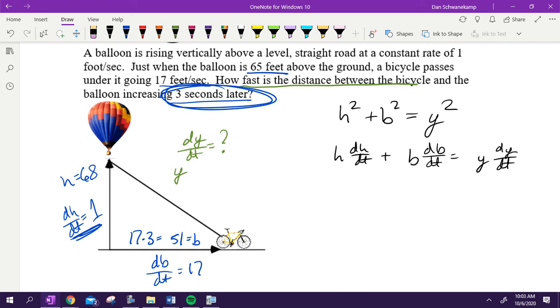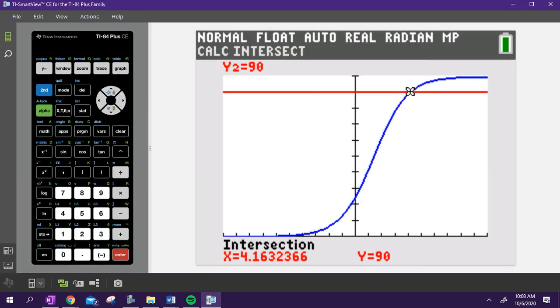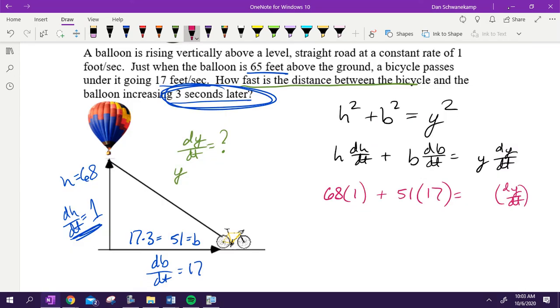We plug in what we know. h is 68. dh/dt is 1. b is 51. db/dt is 17. y is, I don't know. And dy/dt is, I don't know. How do I find y? Pythagorean theorem. We want to find this missing number, so we're going to go 68 squared plus 51 squared equals y squared.